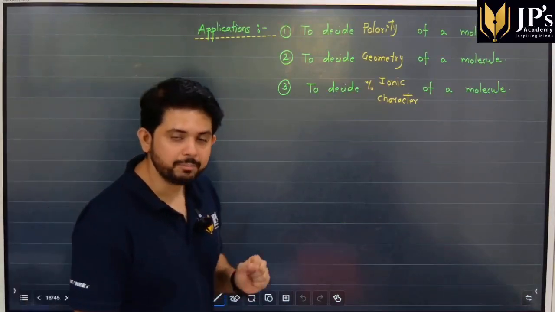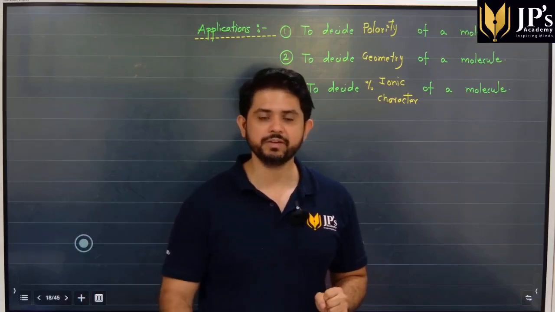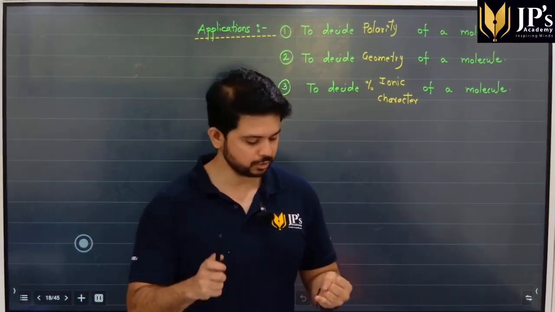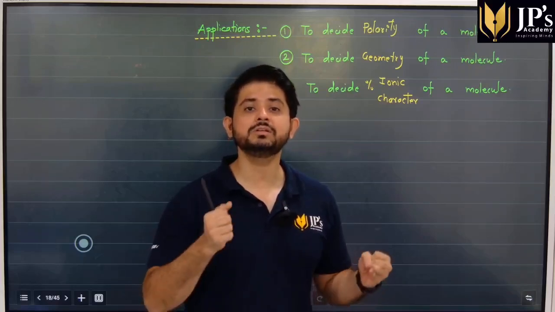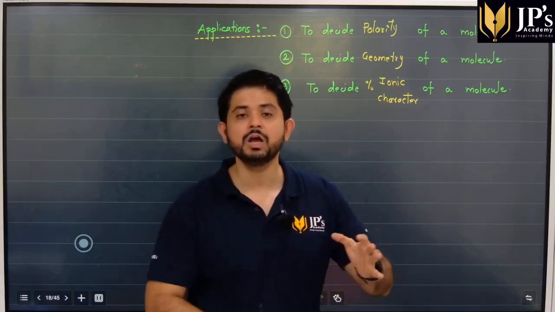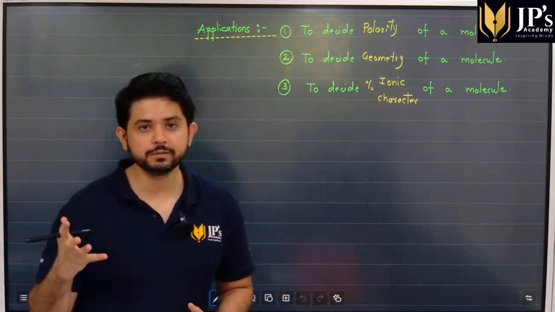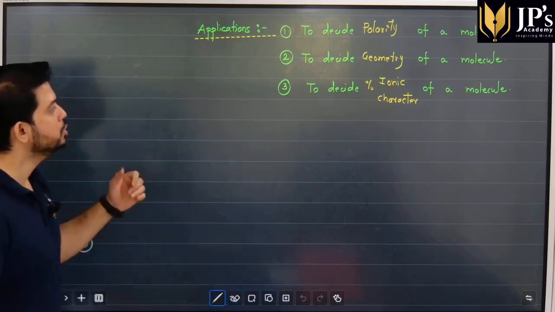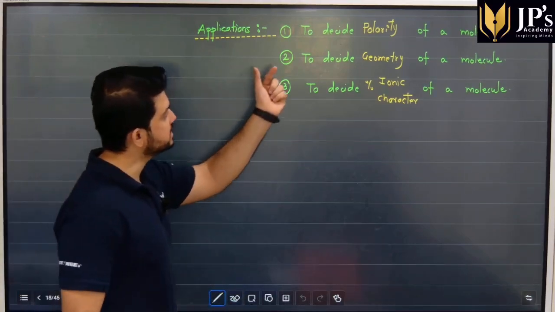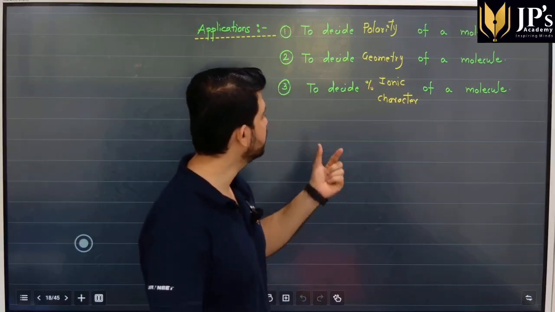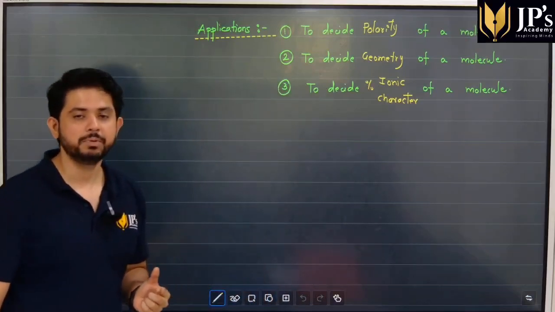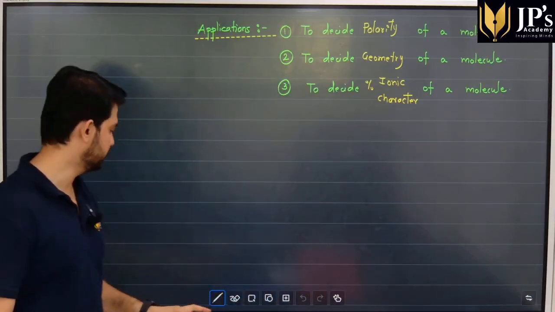Next, students, what are the applications of dipole moment? Very important. The first important application is to find the polarity. Polarity, students, also tells you the actual structure of the molecule, the positioning of lone pairs, कि वो lone pairs कहाँ present है. So dipole will help us decide the polarity of a molecule. It helps us decide the geometry of the molecule. It also helps us decide the percentage ionic character.